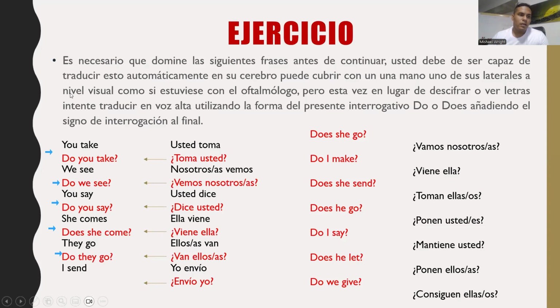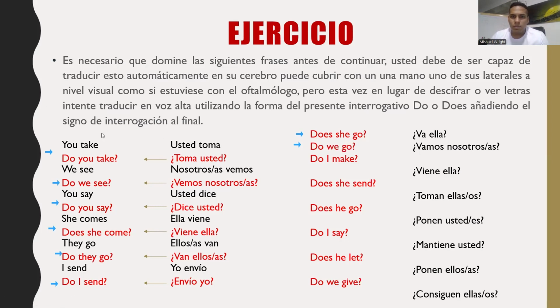I send. How would it be in this case? Do I send? Normally questions with the I are uncommon. They are not commonly seen, but okay. So let's try to translate this one. Does she go? How would that be in Spanish? That would be ella va, in questions, no? So this other one, vamos nosotros. How can you say that in question? Do we go?